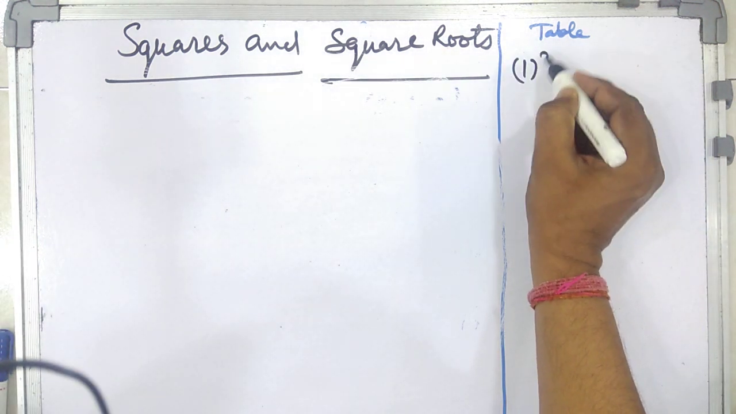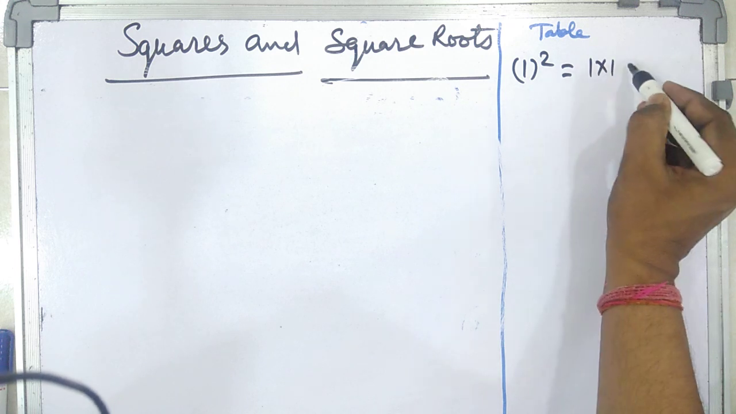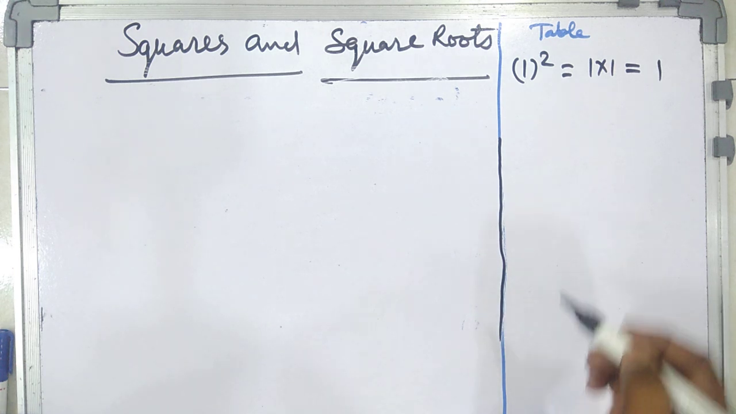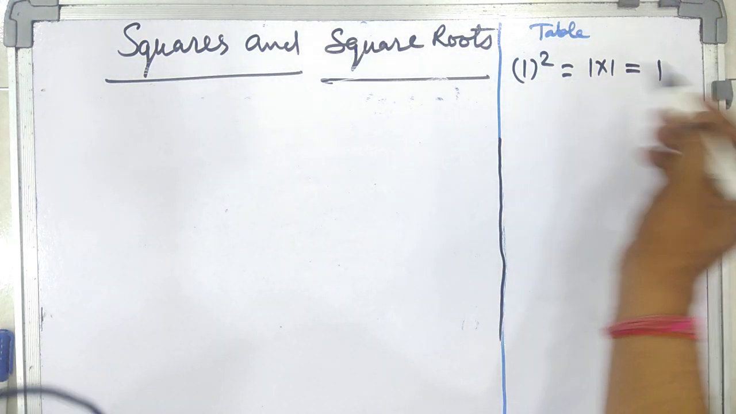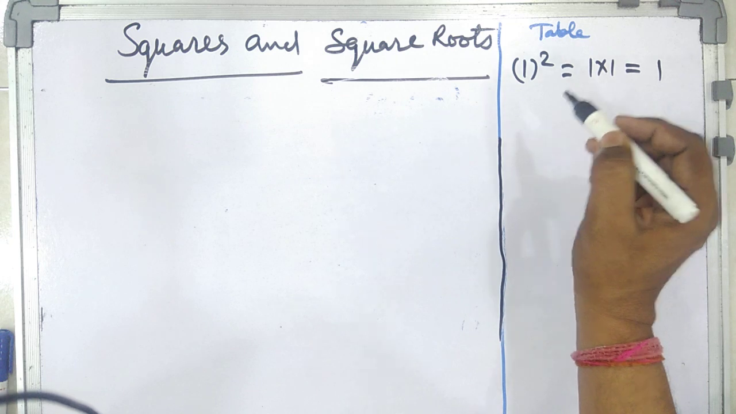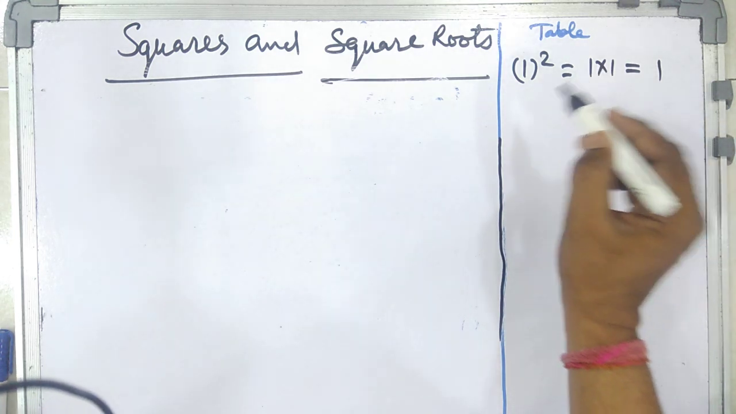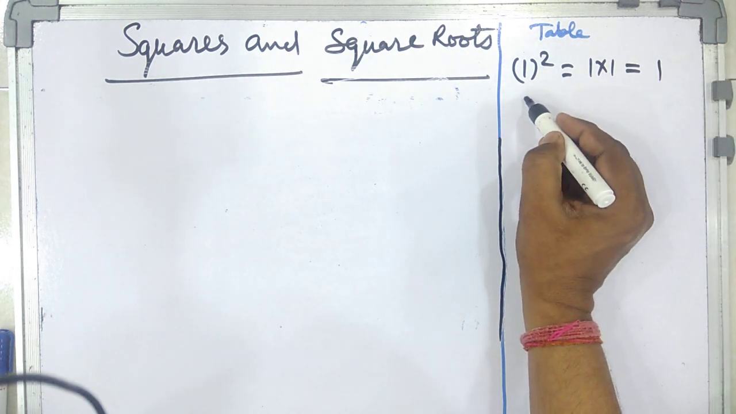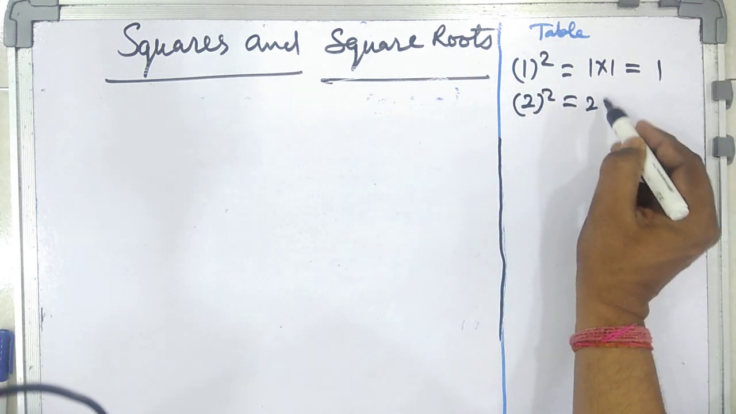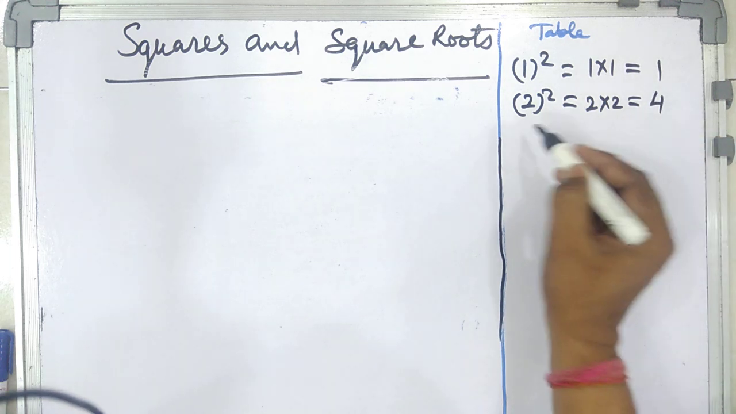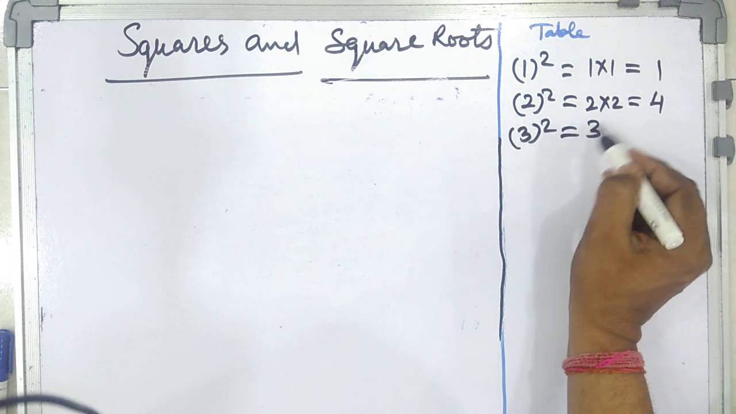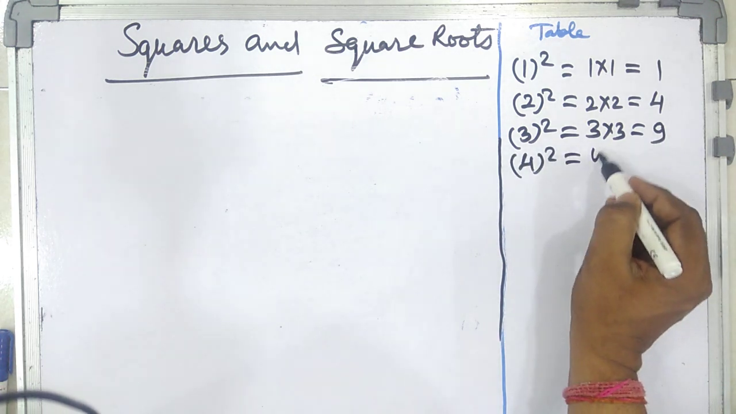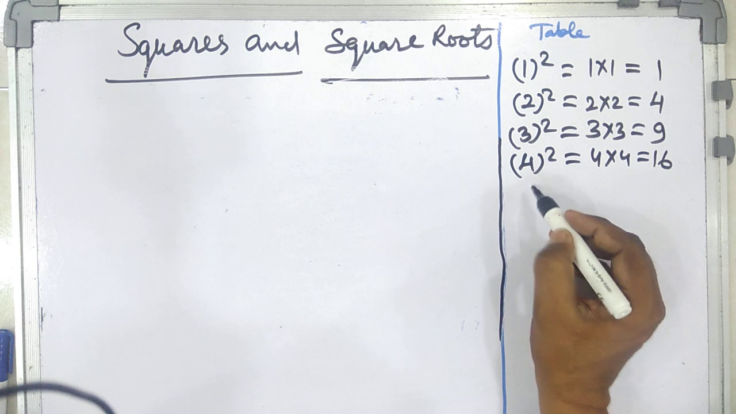1 square is equal to 1 into 1. You all studied the law of exponents in 7th standard. Otherwise, for the area of a square, if the side is 1, then 1 into 1 is equal to 1. 2 square means 2 into 2 is equal to 4. 3 square, 3 into 3 is equal to 9.